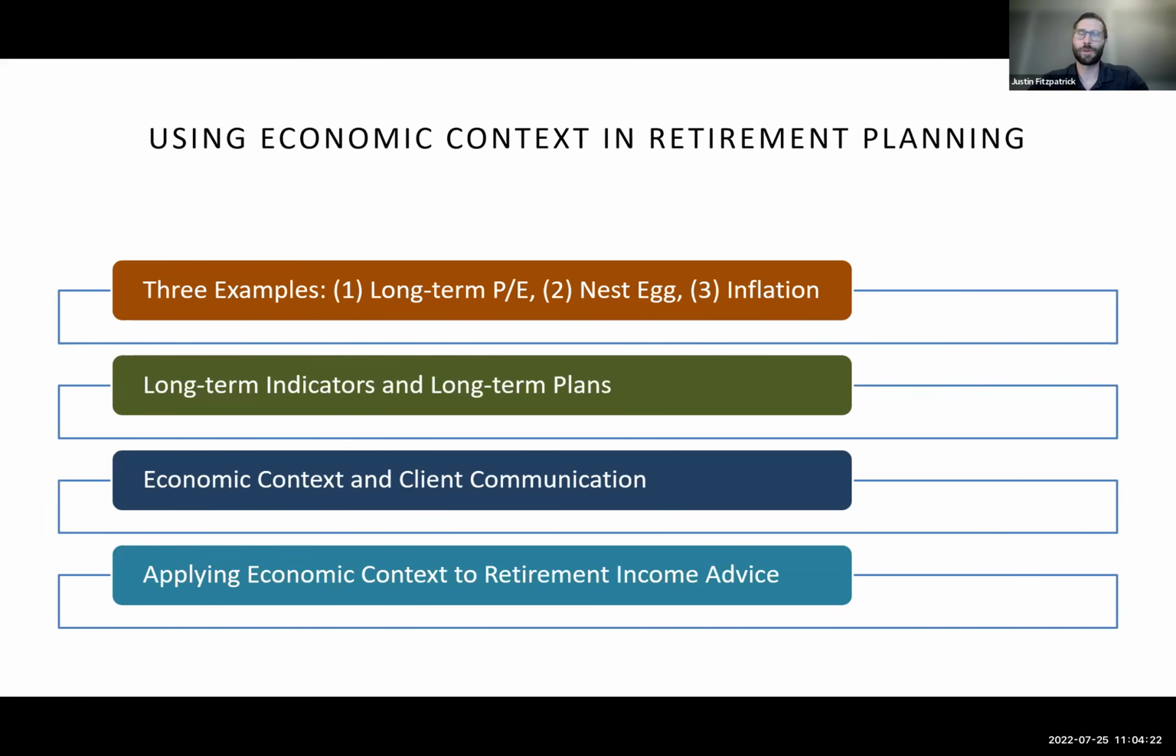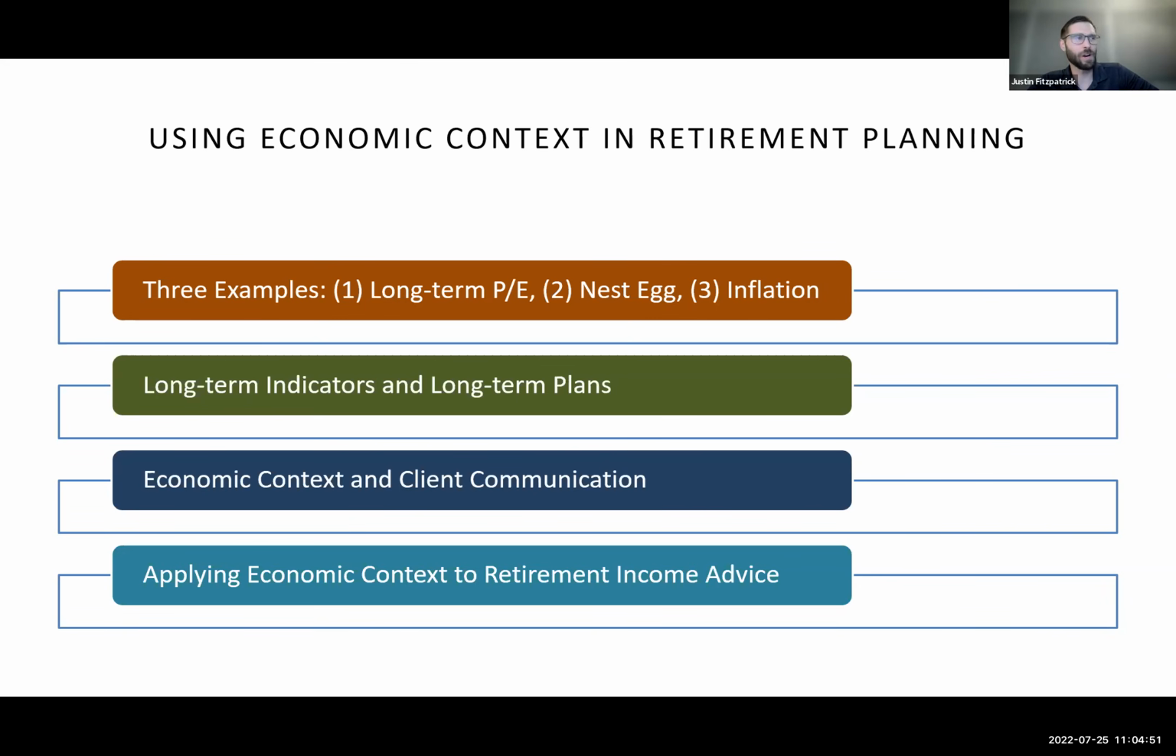Then we'll talk about what types of plans are most helped by applying economic context. And then probably most importantly is the third thing, which is how we might include economic context in client communication about retirement planning. And then finally, we'll dive into some of the analytics surrounding how you might tilt retirement income advice based on economic context.